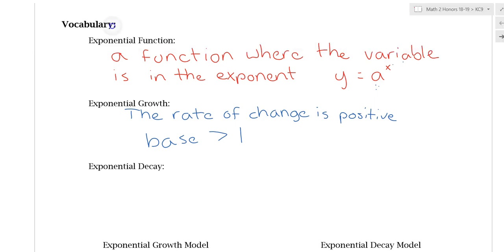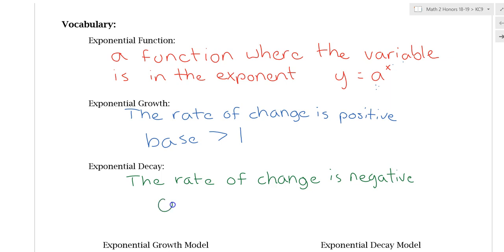Decay is just the opposite. The rate of change is negative. And we don't want to say the base is just less than 1. Really, the base is between 0 and 1. You don't ever have a negative base, because then as you do a power, it's going to switch between positive and negative.